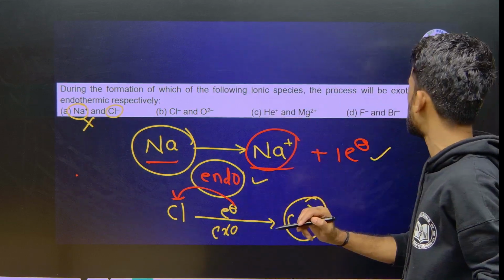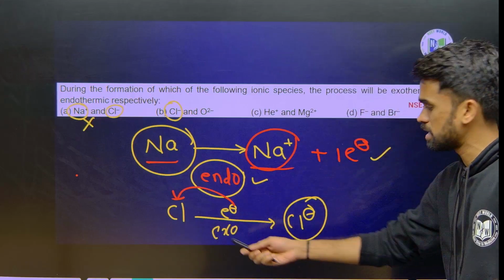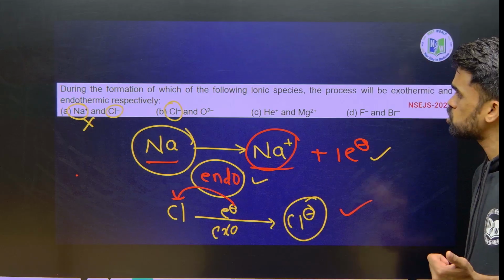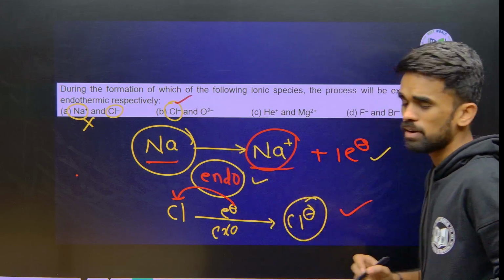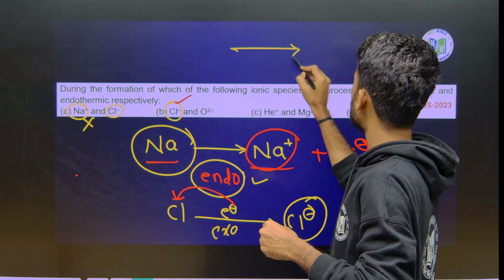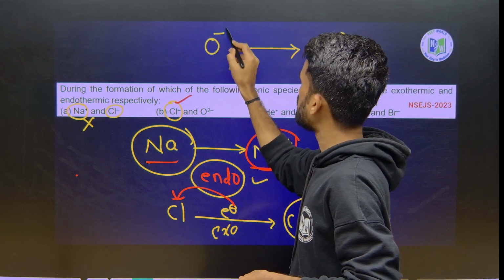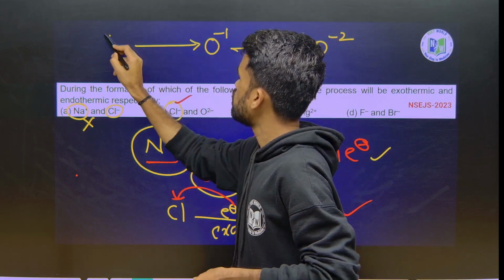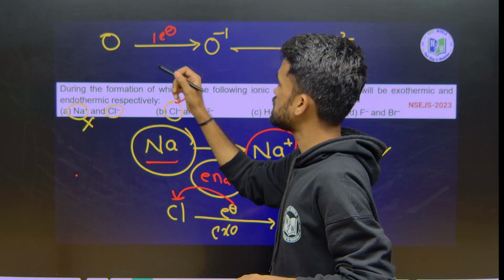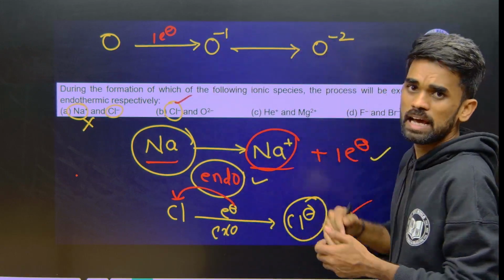So if you look at the second option, chloride ion formation: what I told you, this is electron affinity or electron gain enthalpy, and here it is negative. It is an exothermic process. So for chloride ion formation it is exothermic, that is correct. Now formation of O2 minus. This can be achieved from O minus. First of all, the oxygen atom gains one electron and becomes O minus. So this is the first electron gain enthalpy and this is the second electron gain enthalpy.